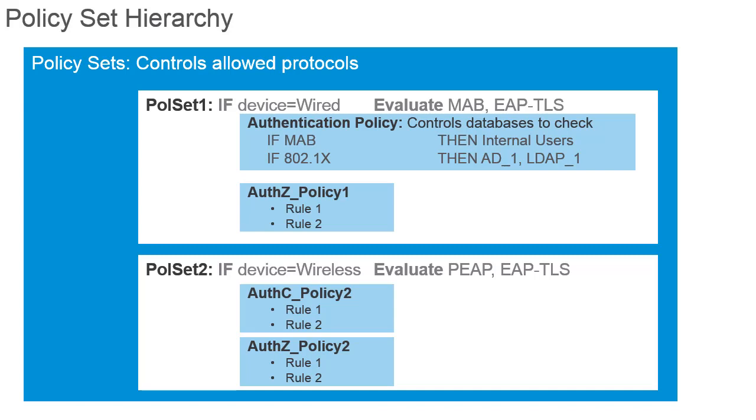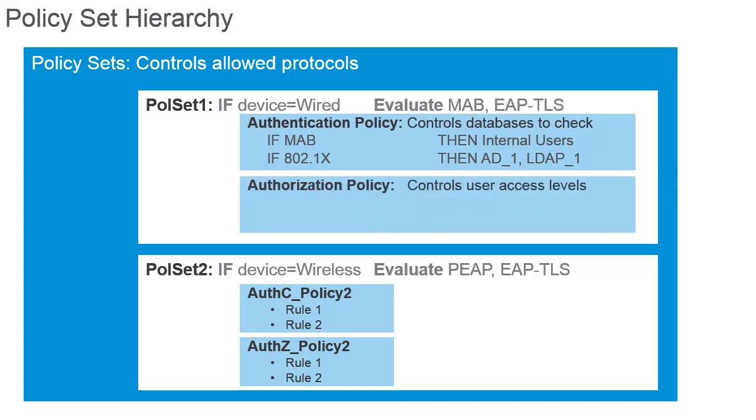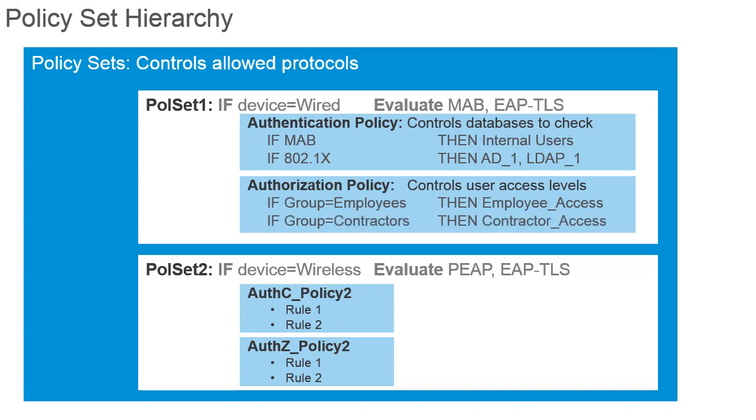So, the user is authenticated, but what actions will you let this user perform? Authorization policy controls which resources a user can access. Again, only one authorization policy per policy set, which can have several rules. This example determines access based on Active Directory group membership. So, members of the employees group are given appropriate employee-level access, while members of the contractors group are limited to a smaller set of resources.